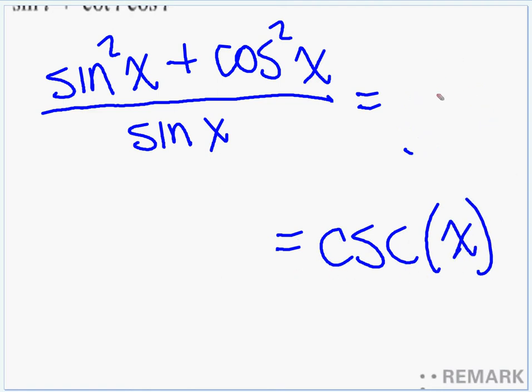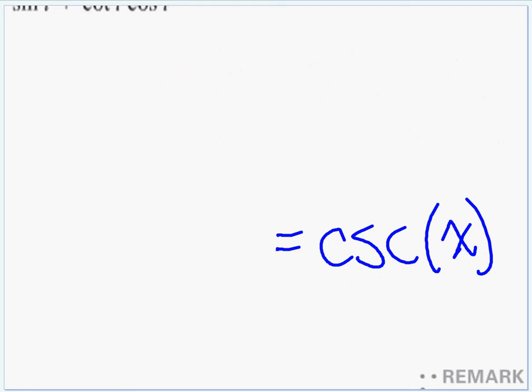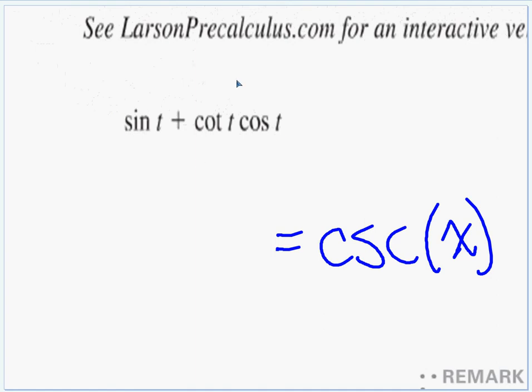Again, we did not know where it was when the race started, but we went from this mess, sine plus cotan times cos. Well, that's exactly the same thing as just little old cosecant of x. So that's simplified down really nice.